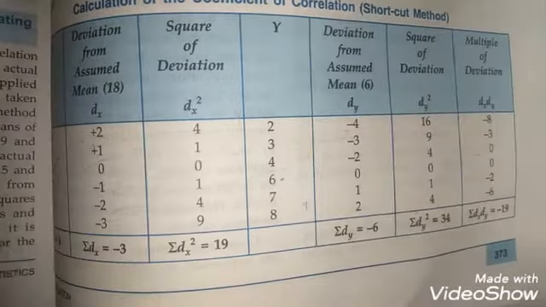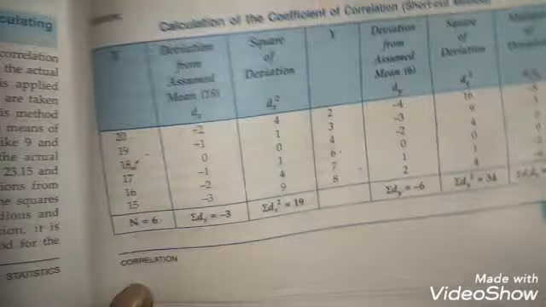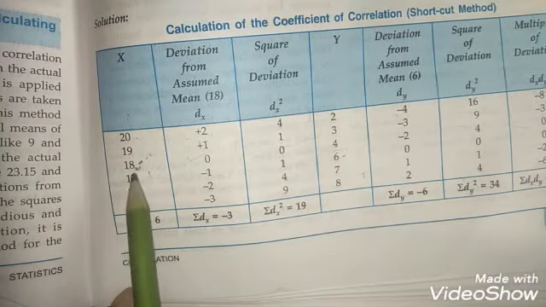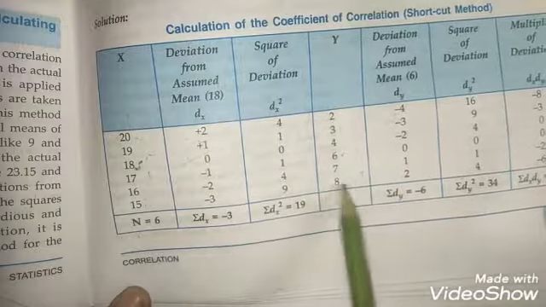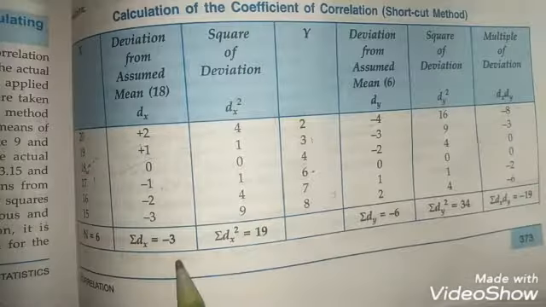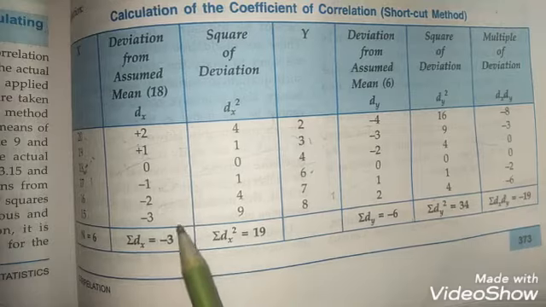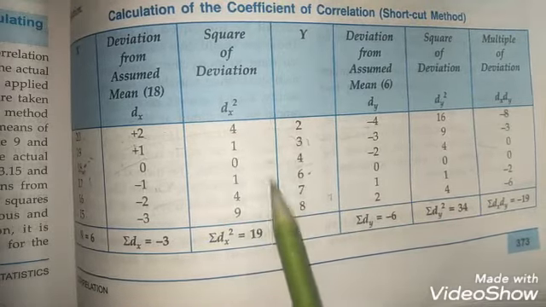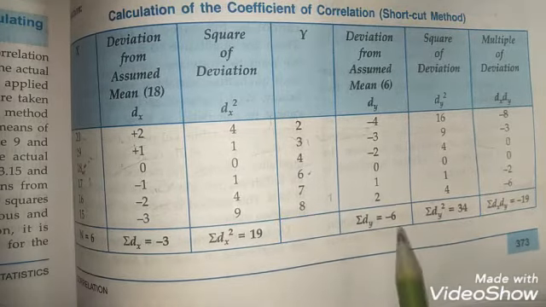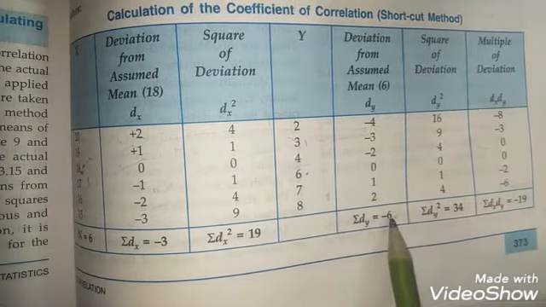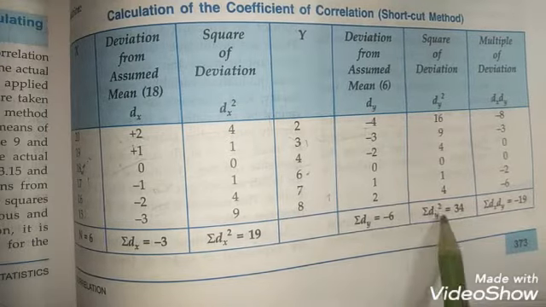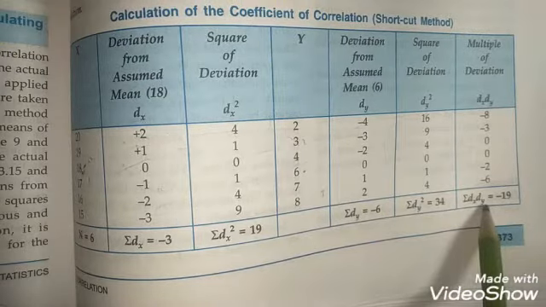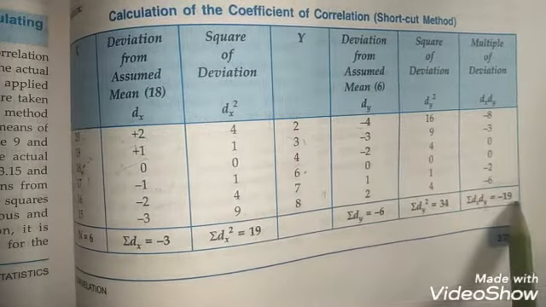Now we are going to total these columns. First we get n: 1, 2, 3, 4, 5, 6. In both cases, x series and y series, n is equal to 6. You can count it over here also. Now for the deviation from assumed mean, the total of this column, summation dx, is minus 3, and that of d square x is 19. Then summation dy is minus 6, and that of d square y is 34. The total of the product of deviations is minus 19.